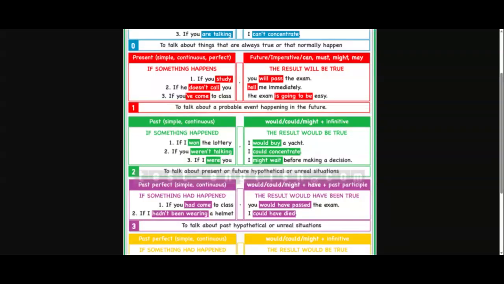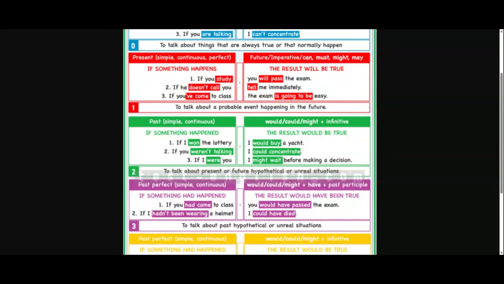And in the result clause, or in the main clause, you need to use an auxiliary plus the infinitive. You can use would, could, or might plus the infinitive. And this means these sentences mean something similar to Spanish sentences. Let me just translate so we can see the similarity. If I won the lottery, I would buy a yacht. Si yo ganara la lotería, me compraría un yate.